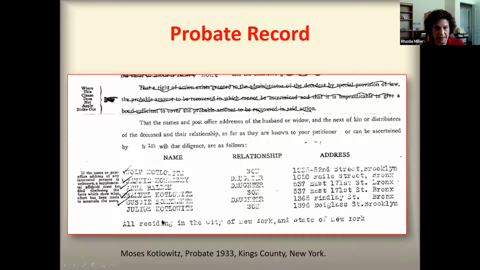So Moses Kotlowitz, my great-grandfather, this is the list of his children. We have sons and daughters. Now, what's significant here is that all the daughters were married and have different married surnames, obviously. So again, if you don't know a married woman's name, you might want to try to find the probate record of her father. And these are their addresses in 1933, at the time he died and his will was probated. And this was found in Brooklyn in the Kings County probate record room. Every county, usually probate records are held at the county level, at least in New York they are.